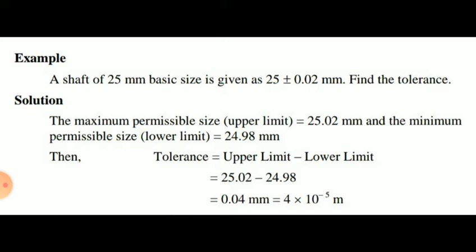So the shaft size given is 25 plus or minus 0.02 mm, which means 25 is the basic size and the two limits are given. The upper limit is plus 0.02 and the lower limit is minus 0.02 mm. First of all, find the maximum permissible size of the shaft, or you can say the upper limit of the shaft. That will be equal to 25 plus 0.02 mm, which is 25.02 mm.